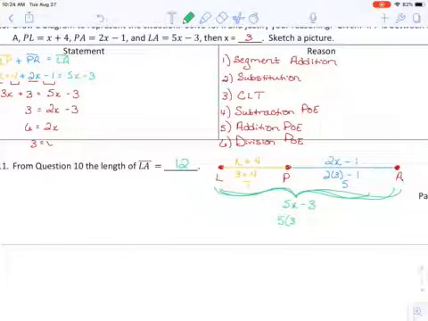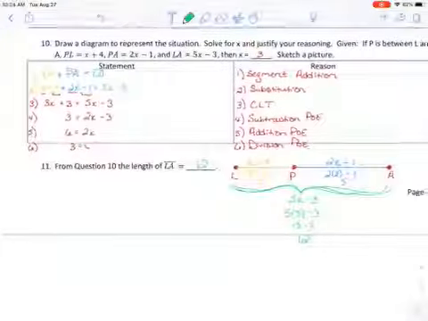Probably a lot quicker, though, just to plug in once. To say, well, the whole thing I had this expression for, so I'm just going to do 5 times 3, which is 15, minus 3. I get 12 that way, too. But it's confirmed with the 7 plus the 5 as well.